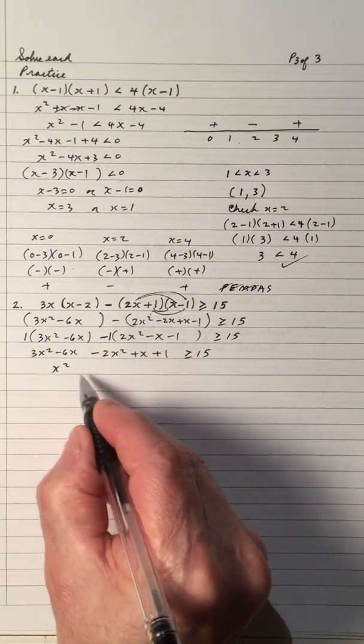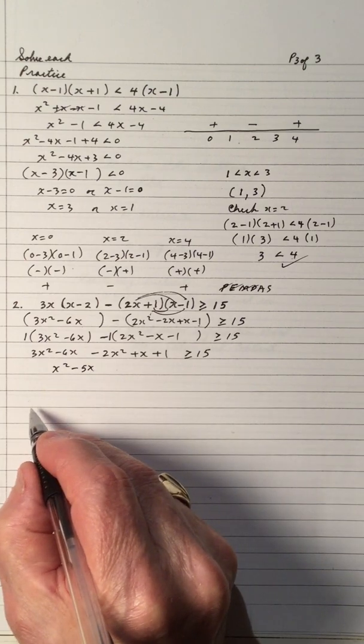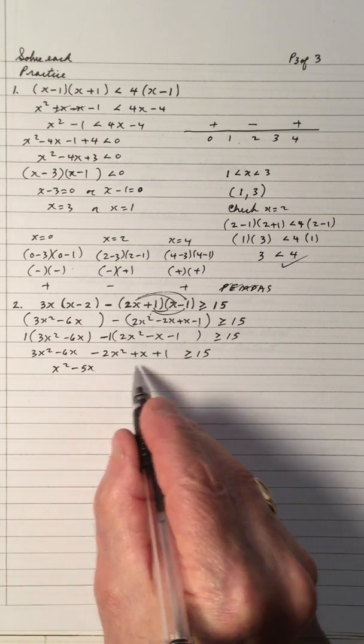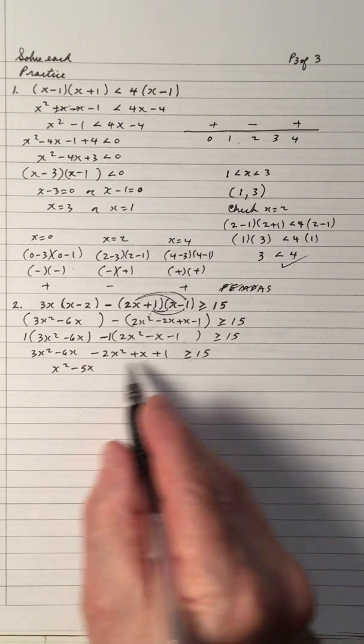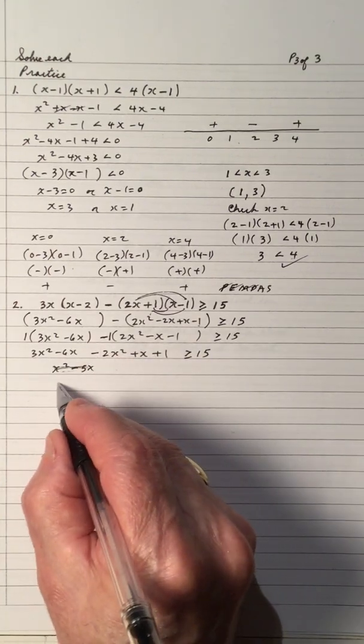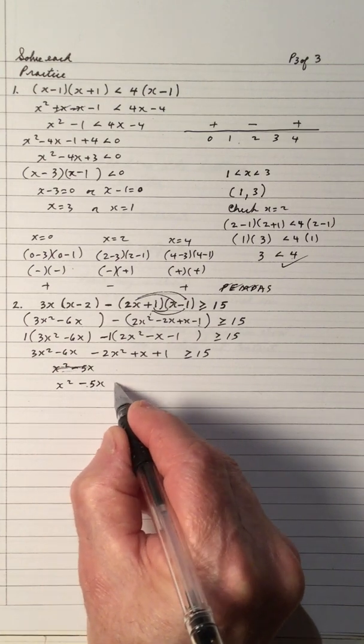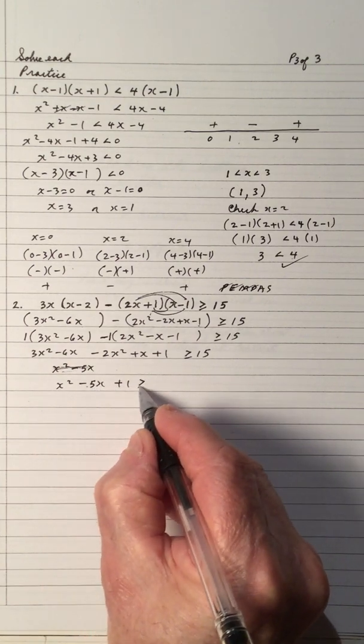So I got an x squared minus 5x. Oh, okay, sorry, my mistake. I was thinking about something else. So I simplified. Here we go.